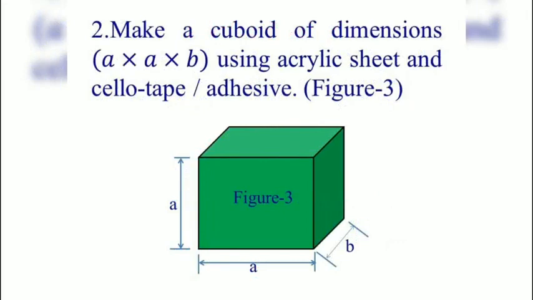Next, make a cuboid of dimensions A, A, B. That means this cuboid has length A unit, breadth A unit and height B unit, using acrylic sheet and sellotape or adhesive. Figure 3 represents the cuboid having length A unit, breadth B unit and height A unit.